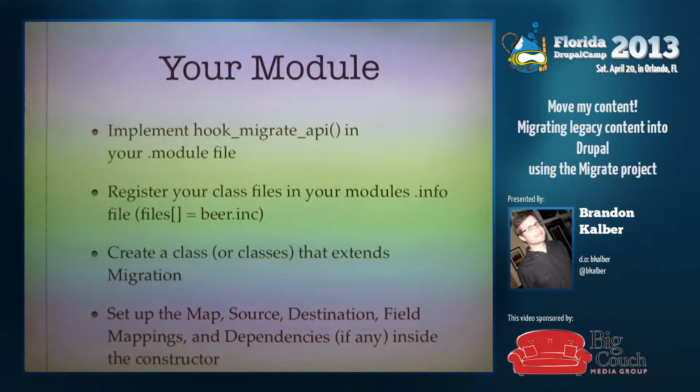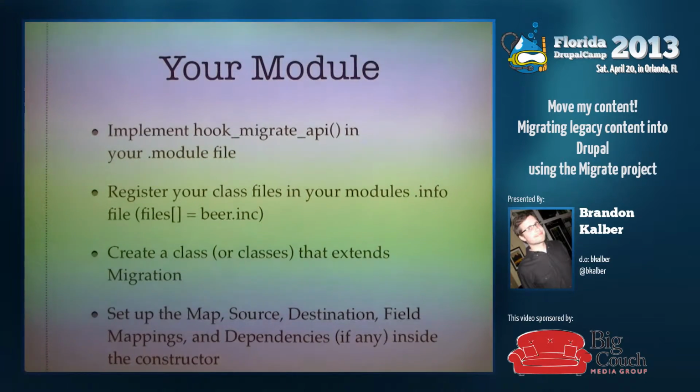And if you're feeling lazy, if you don't have a large migration class to write, you could probably plop your migration classes in the .module file. It's not best practice, but hey, it's up to you. But really, all you need is hook migrate API. Outside of that, in your .info file, if you are making your classes .inc files, you need to register them in the files section of the .info file. This is going to let Migrate's autoloader find them.